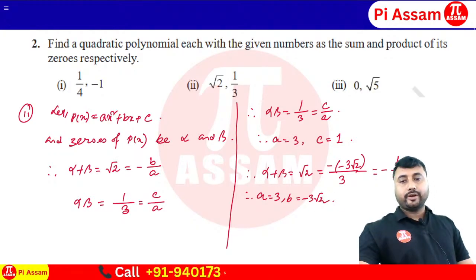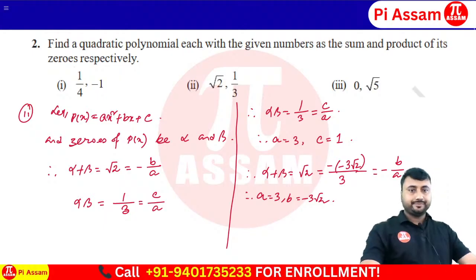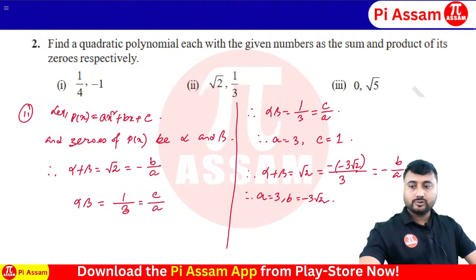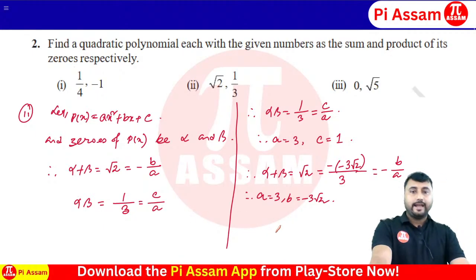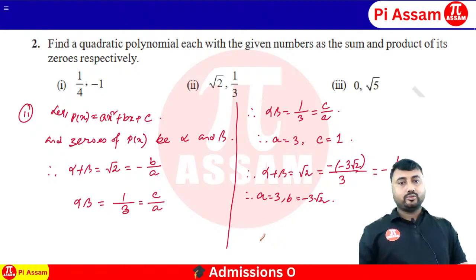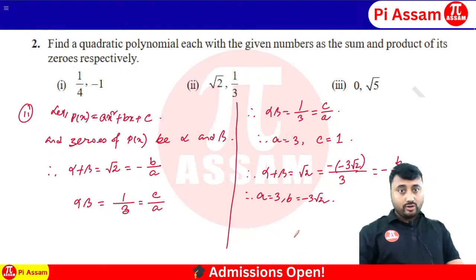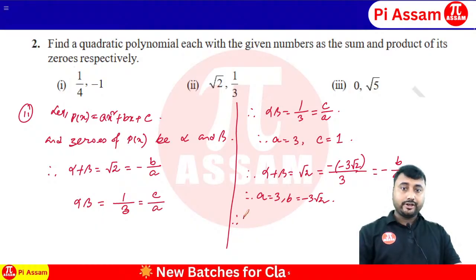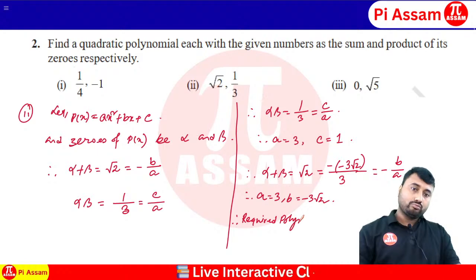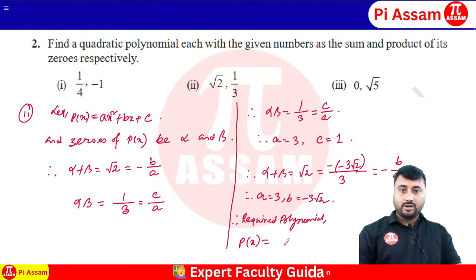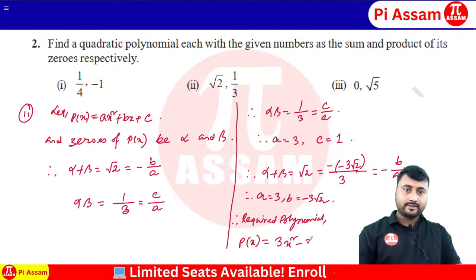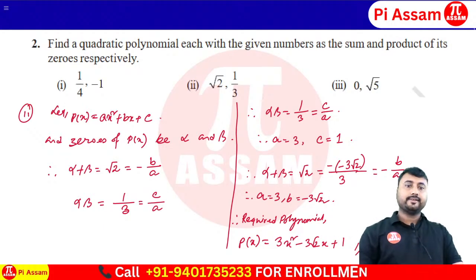Comparing this, you get the relation a equal to 3, b equal to minus 3 root 2 and c equal to 1. Therefore the required polynomial p(x) is equal to 3x squared minus 3 root 2 x plus 1. This is the answer.